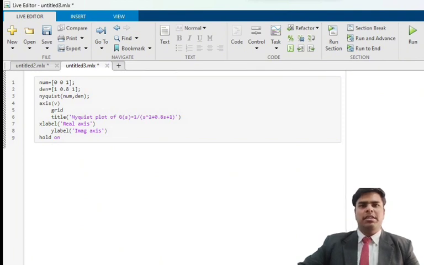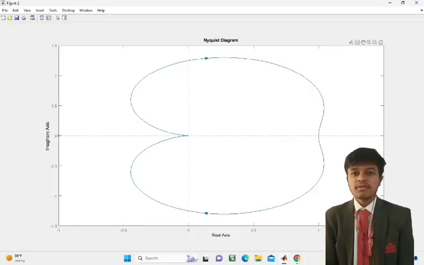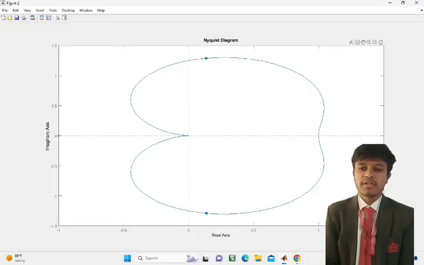In summary, this code generates a Nyquist plot for the given transfer function and adds a label, a title, and a grid for clarity in the visualization. So, after we successfully run the program, here we have the output graph.